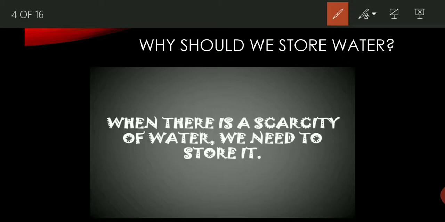So just suppose what happens if the availability of water finishes from the earth. It will be quite difficult to live on the earth, or we can say that nobody will be able to survive. There will be no kind of living beings on earth if there is no water. So when there is a scarcity of water, we need to store it.